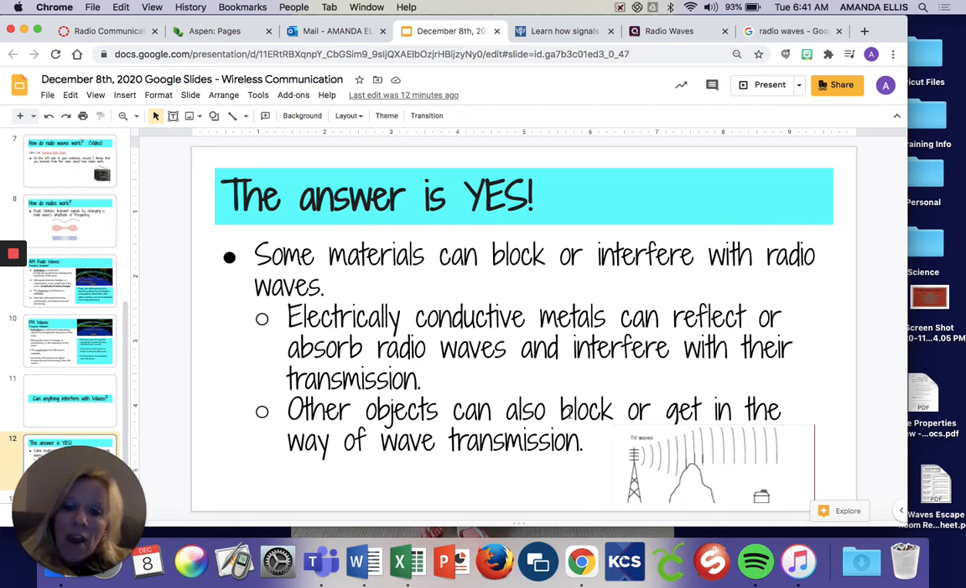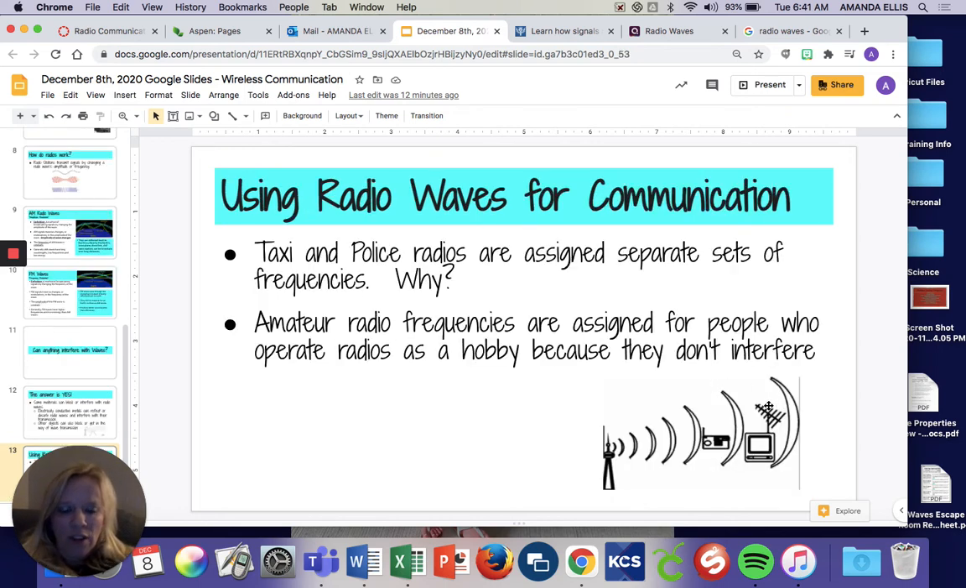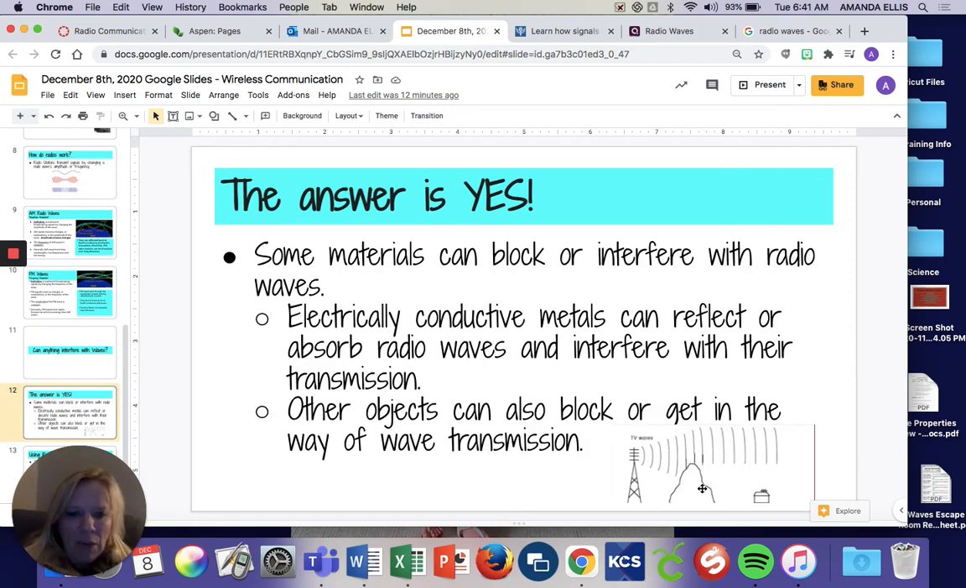When we talk about wave transmission in general, there are other objects that can also block or get in the way of transmission. Let me go back to that previous screen. So for example, in this picture down here, if we were talking about TV waves, it's the same for radio waves. That signal's going out, and you can see this boulder or whatever it is in the way. So it's interfering. So yes, some materials can interfere with waves being transmitted from one resource to another.